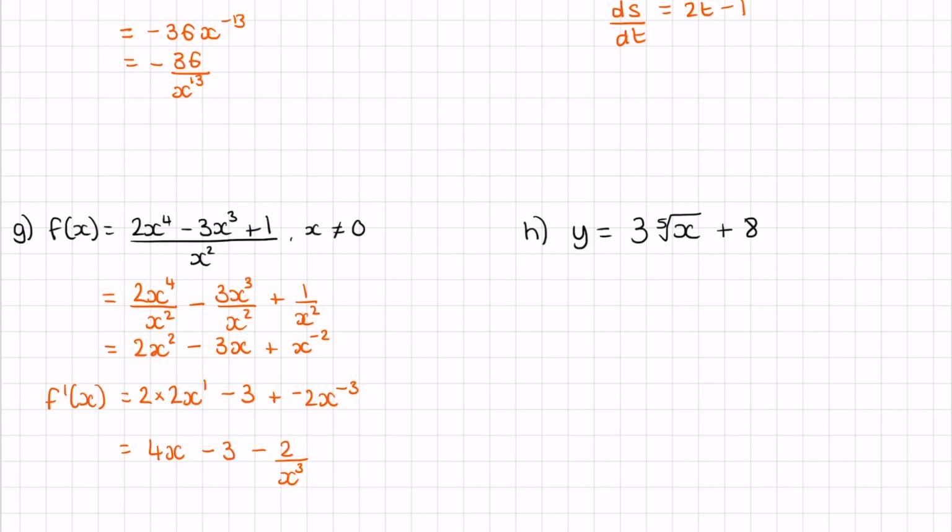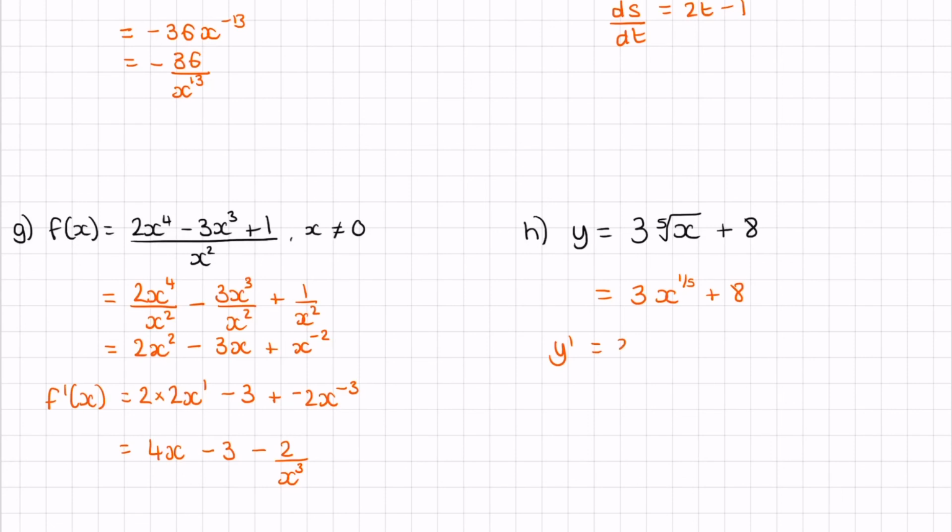And the last one, we have y equals 3 times the 5th root of x plus 8. So we're going to rewrite this so it looks like something we can work with. So we've still got 3 now. Remember, the 5th root of x is the same as x to the power of a 5th, plus 8. Okay, now we can do the derivative.